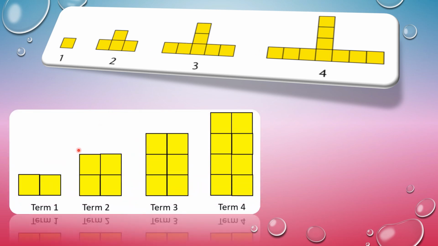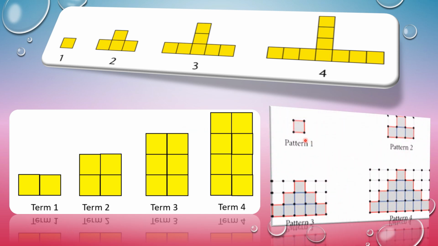In the second example the common difference is 2, as 2 is being added to each term to form the next term. In term 1 there are 2 blocks, in term 2 there are 4 blocks, in term 3 there are 6 blocks, in term 4 there are 8 blocks. It is not mandatory that there will always be blocks, there can be any shape.